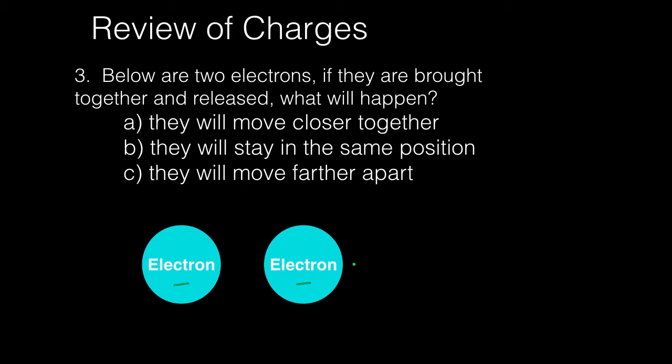electrons really don't like to be by each other because they have the same charge. So if you were to show their motion of what they would do, they would try to get as far apart from each other as possible. And so they will move further apart. And so your answer there would be C.